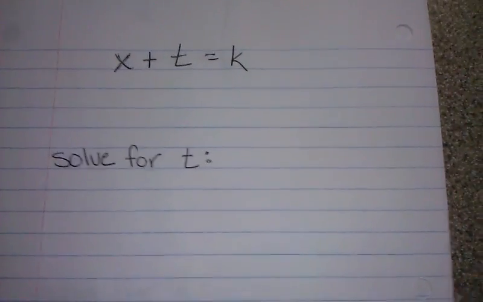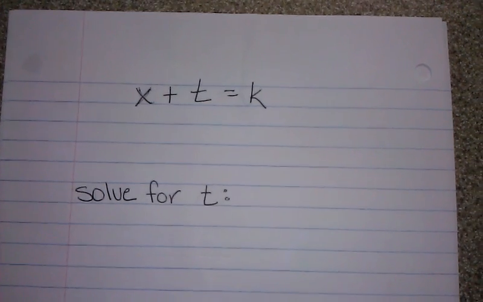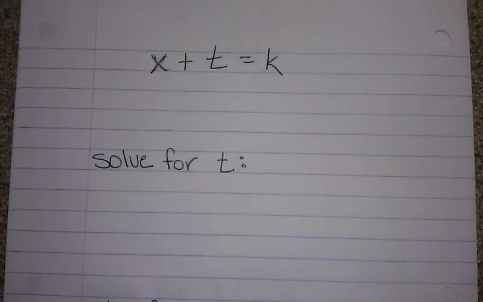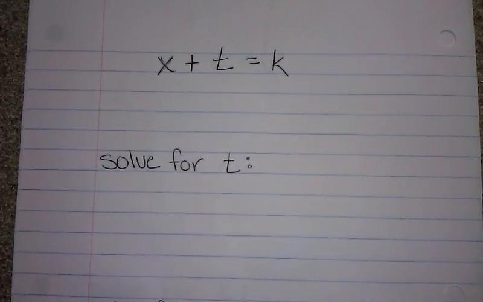The next one, here's my equation. It says x plus t equals k. Solve for t. So they want t all by itself. Pause the video and see if you can come up with the answer, and then come back and see how you did.